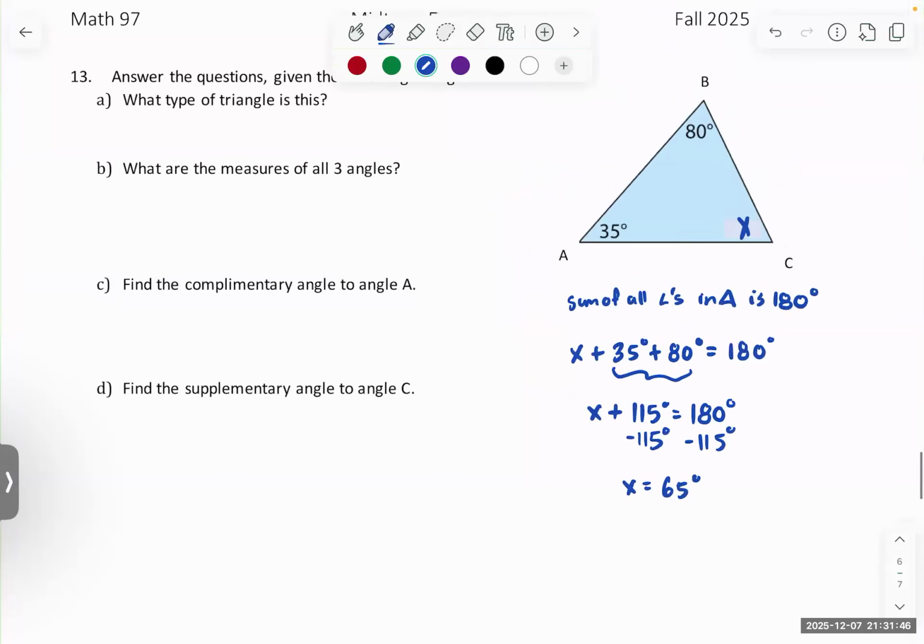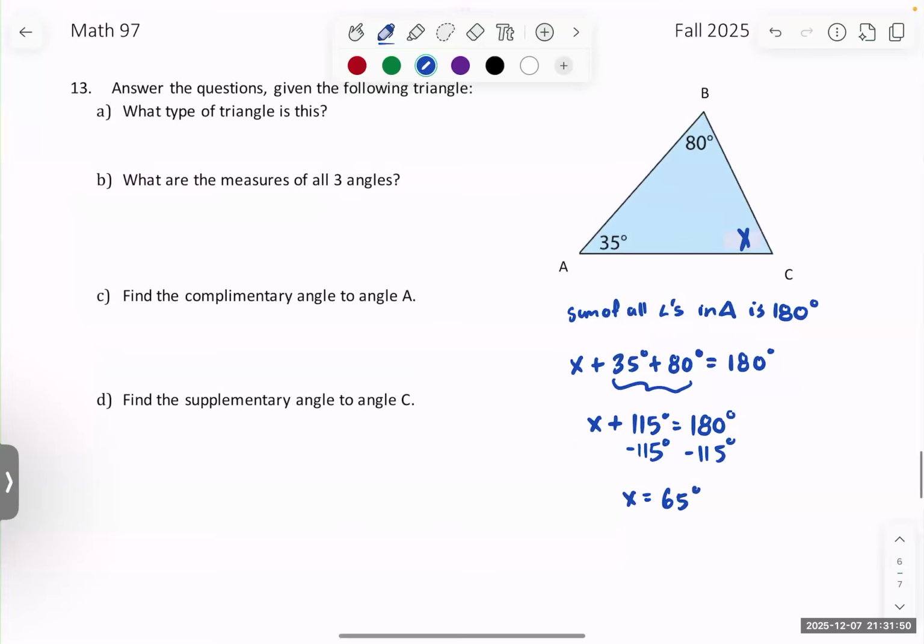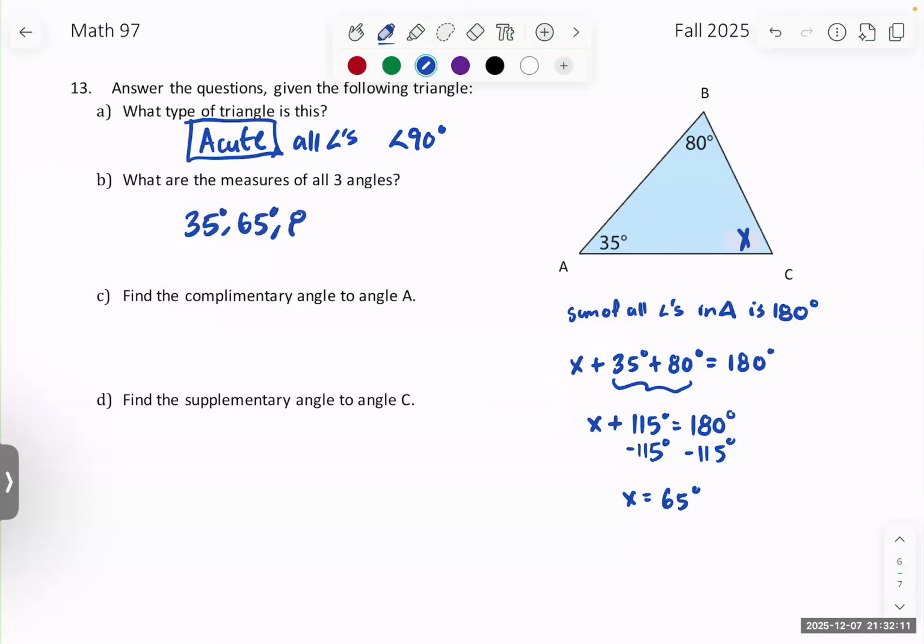Super. So what type of triangle is this? This is an acute triangle because all angles are less than 90 degrees. So the measures of all three angles are 35 degrees, 65 degrees, and 80 degrees.